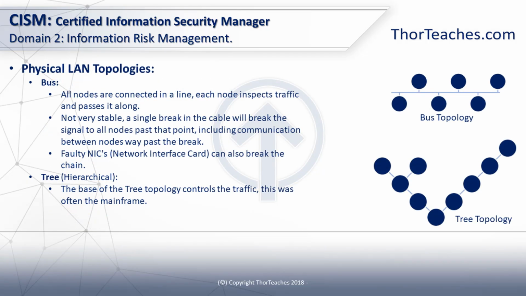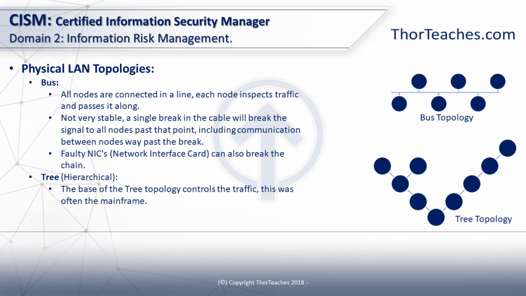In the bus topology, every single node along the path is connected to the same line. Each node inspects the traffic and passes it along. You can think of it kind of like a chain of Christmas lights. And with the Christmas lights, if the cable is broken at any point, it doesn't work.